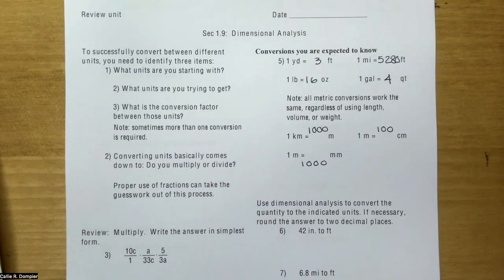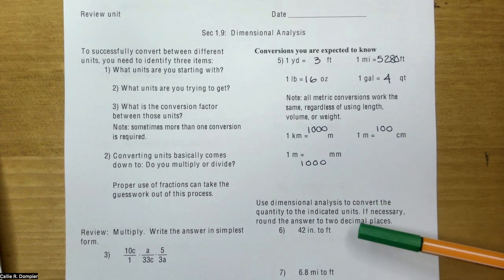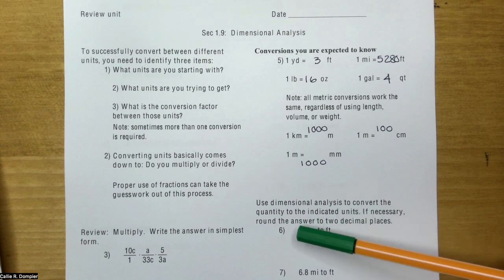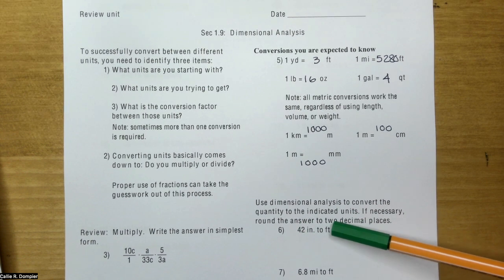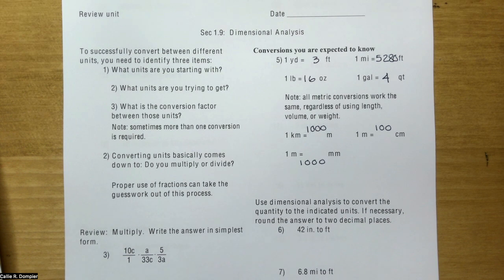All right, so we've got a unit. They're going to ask us to convert the quantity in the indicated units. So this is what they've indicated, these units. Round your answer to two decimal places.